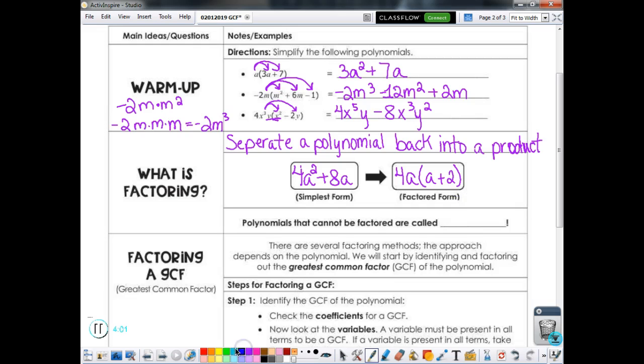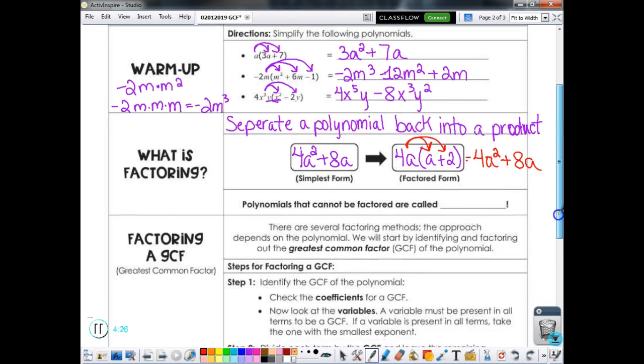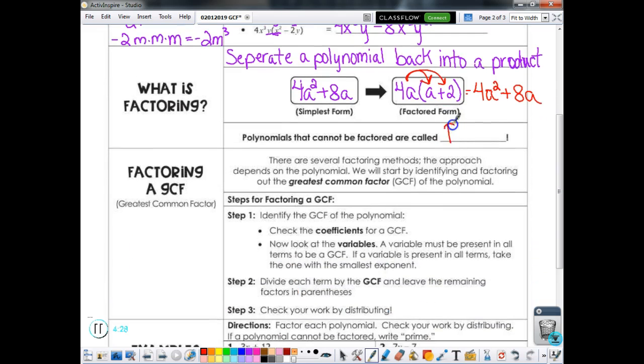Because if I distribute this 4a times a, I'm going to get 4a squared. And 4a times 2 would be 8a. And that's exactly what I have over here. Okay, so we're going backwards basically. Okay, and polynomials that can't be factored are called prime. You probably went over this a little bit.